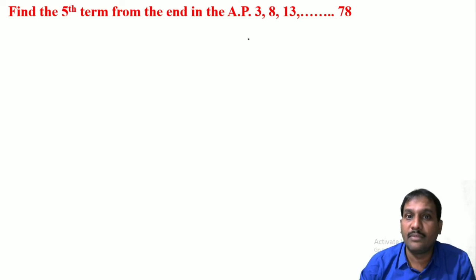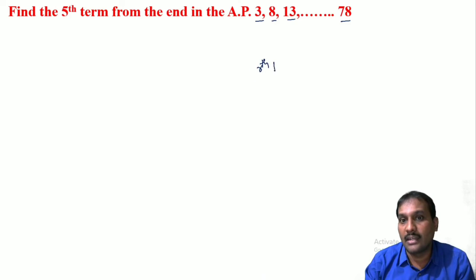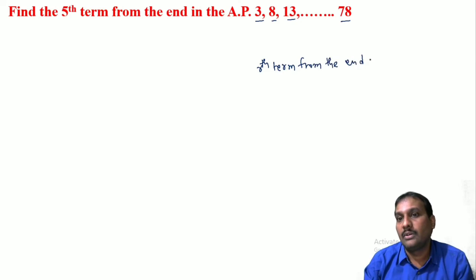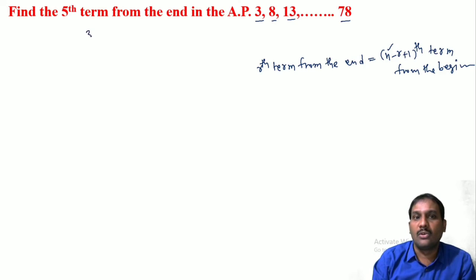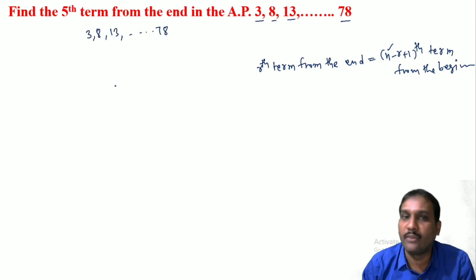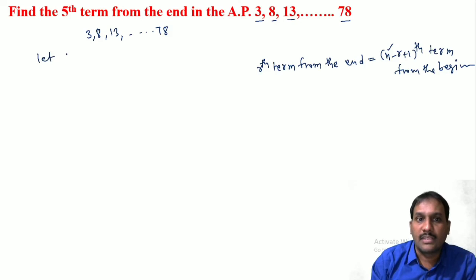Find the fifth term from the end in the AP 3, 8, 13, up to 78. So what is the formula actually? The rth term from the end is equal to the n minus r plus 1th term from the beginning. So here we need the n value first of all. How many terms are there here? We don't know. So we have to find the n value first. So let 78 be the nth term.